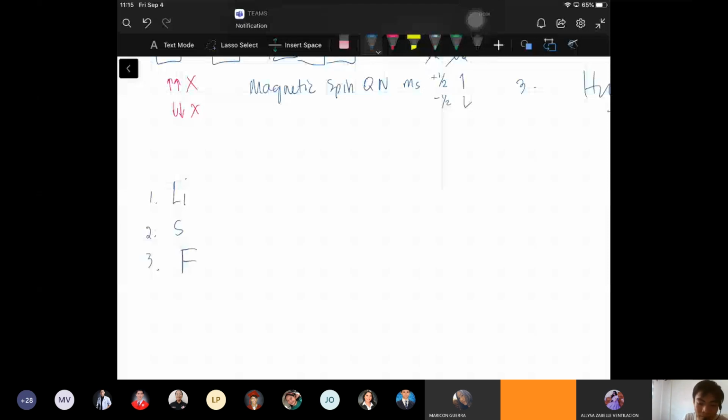Okay, so let's try this. Lithium, atomic number is 3. Sulfur, atomic number is 16. Fluorine, atomic number is 9.